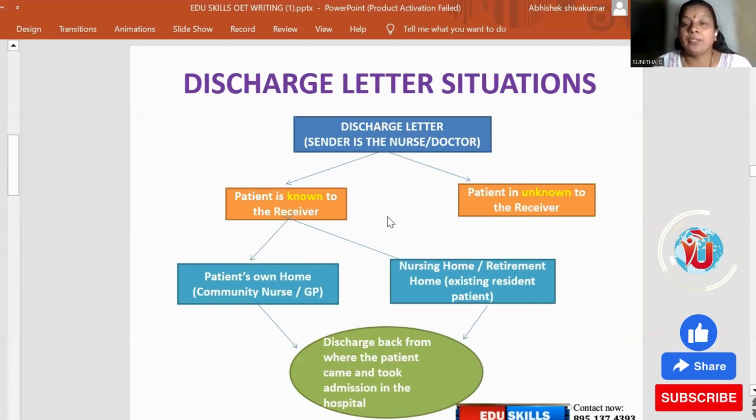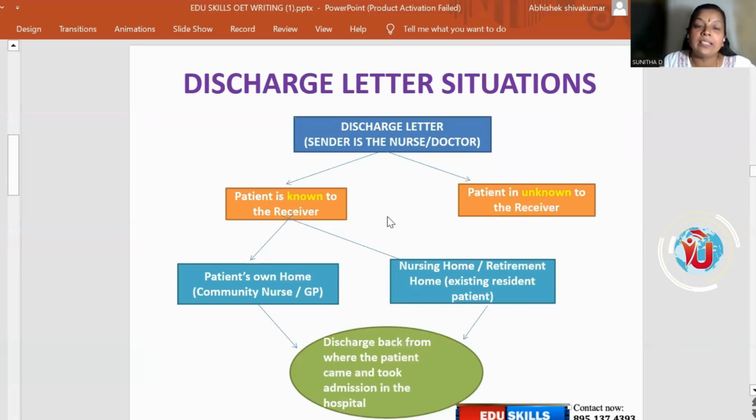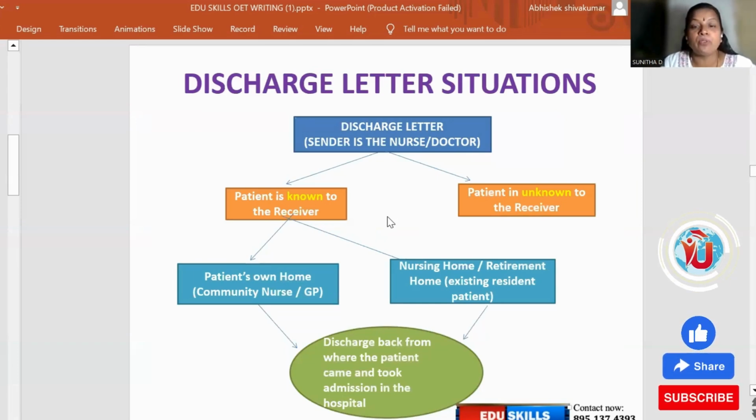This is the scenario. Normally the patient is known to the receiver. After the discharge, the patient is going back home. We will normally write to the community health nurse for a home visit, or to a GP for follow-up care, or to the nursing home or retirement home where the patient is an existing resident. The patient was there before the admission. The patient came to the hospital.